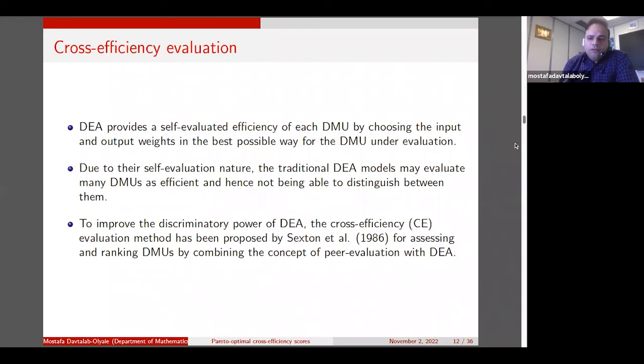Due to the self-evaluation nature of this model, it may evaluate many DMUs as efficient, and hence it cannot distinguish between them. So it limits the discriminant power of DEA, and to improve the discriminant power of DEA, the cross efficiency evaluation method was proposed by Sexton in 1986.